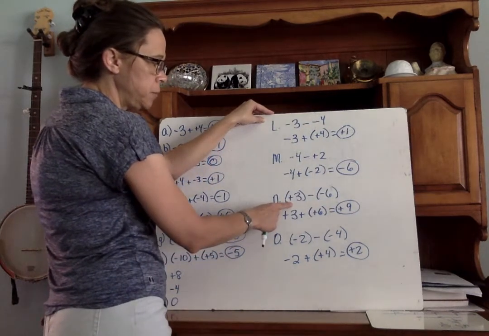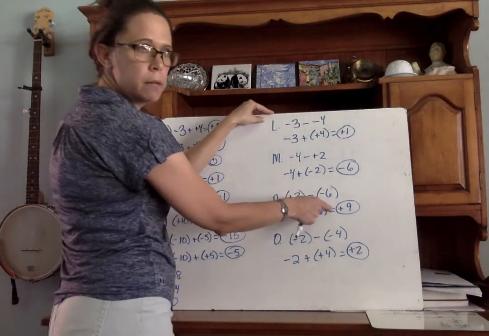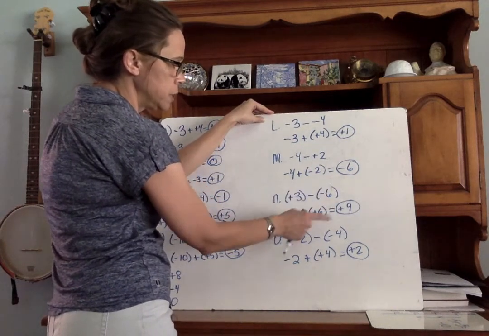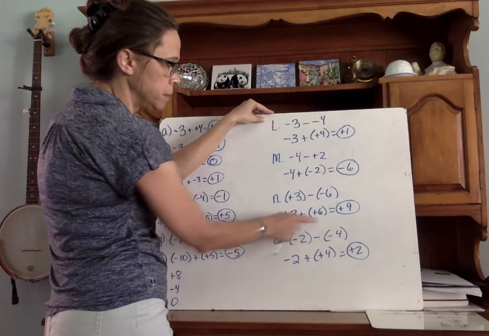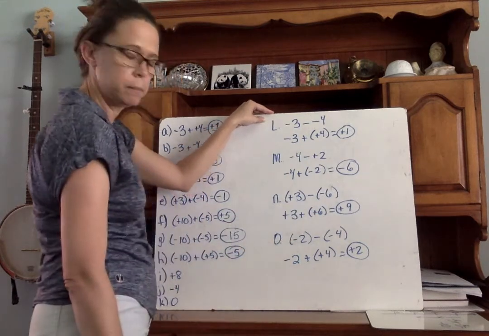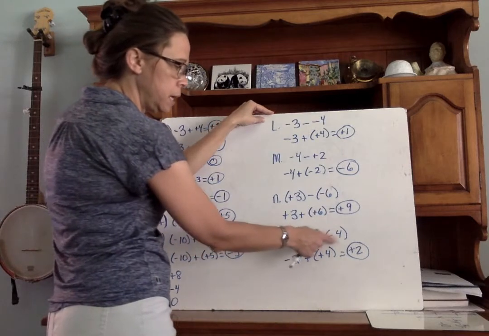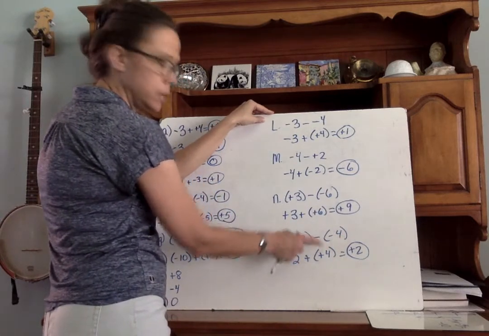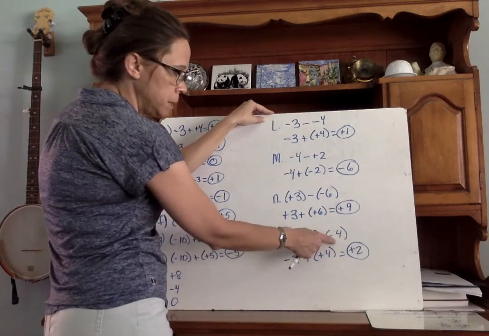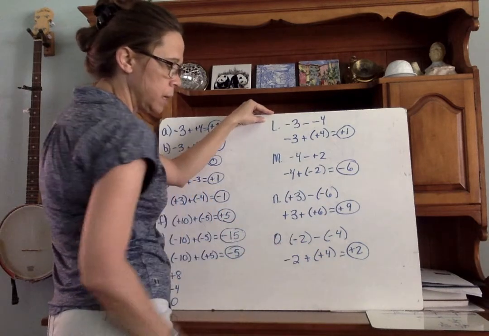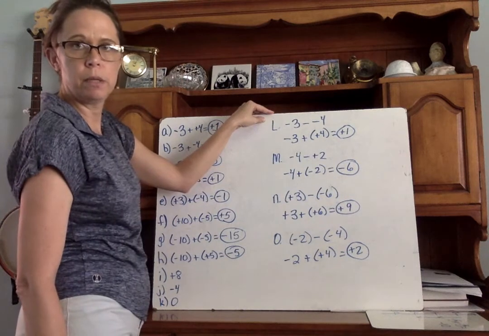Next, positive 3 minus negative 6. My minus is going to change to addition. The opposite of negative 6 is positive 6. Positive 3 plus positive 6 is positive 9. Last one, negative 2 minus negative 4. Our minus is going to change to addition. The opposite of negative 4 is positive 4. Negative 2 plus positive 4 gives us positive 2.